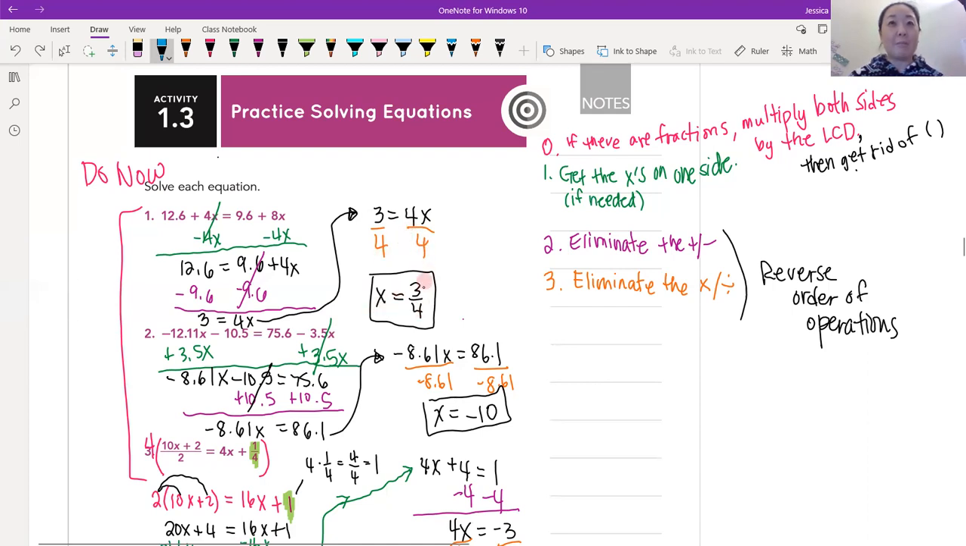Right? And so, sorry, x is 3/4 is what I meant to say. So if we plug this 3/4 back into this equation, it's the only number that's going to make it work. Any other number, even if it was like 3/5, it's going to make it wrong. Okay, it's not going to work out for you.